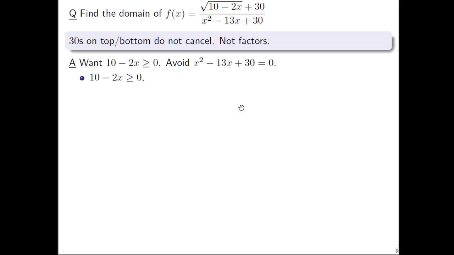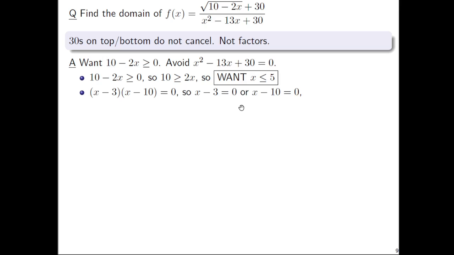So let's take that want inequality, add 2x to both sides, divide both sides by 2, and just switch the order this is written in. So we want x to be less than or equal to 5. Finally, regarding the denominator equaling 0, if you factor the left side, x equals 3 or x equals 10. But remember that we need to avoid this. So we want x to be less than or equal to 5, however, we have to avoid x equals 3 and we have to avoid x equals 10.